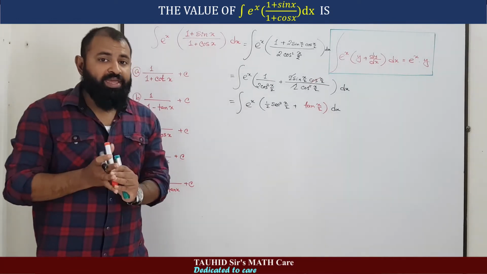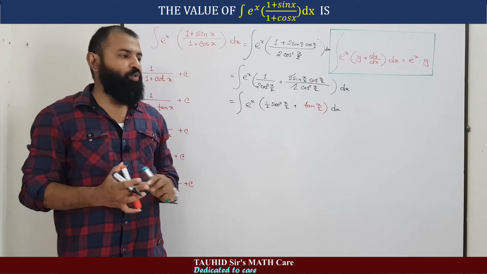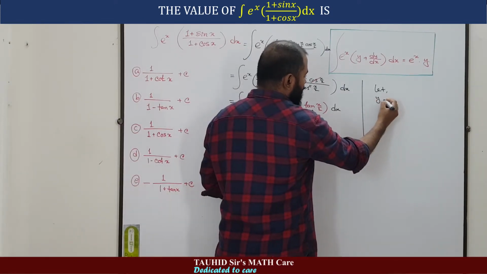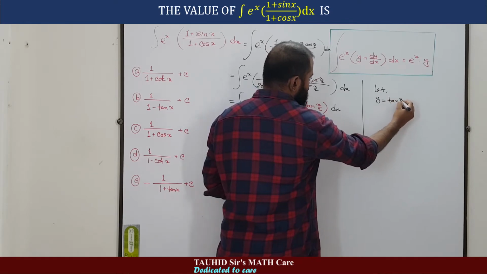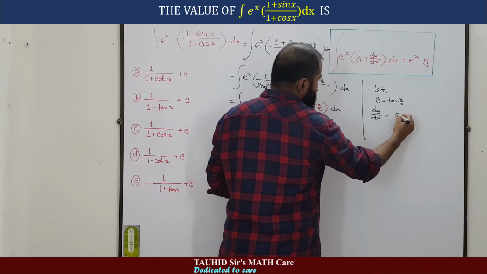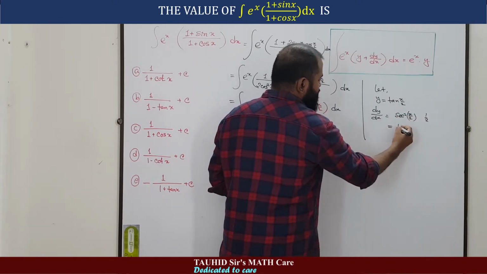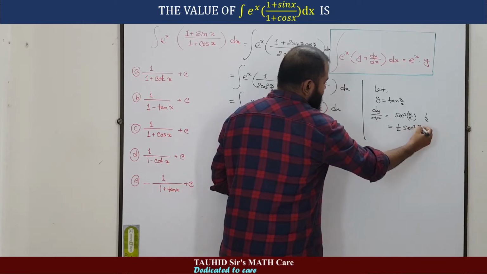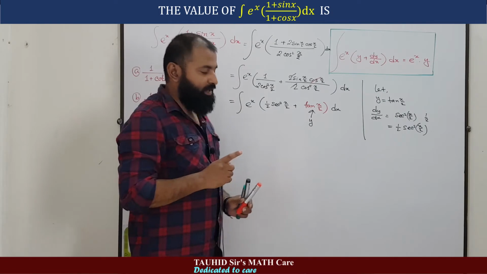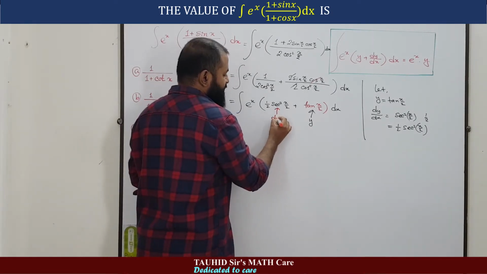Now we will try to assume something to be y so that the other part becomes dy/dx. If we assume this to be y, let y equal tan x by 2, then dy/dx equals sec square x by 2 multiplied by half, equals half sec square x by 2. And did you see half sec square x by 2 here? Of course yes, you can see it here.